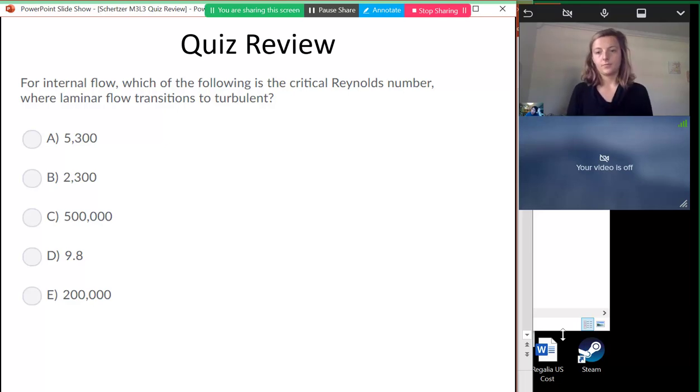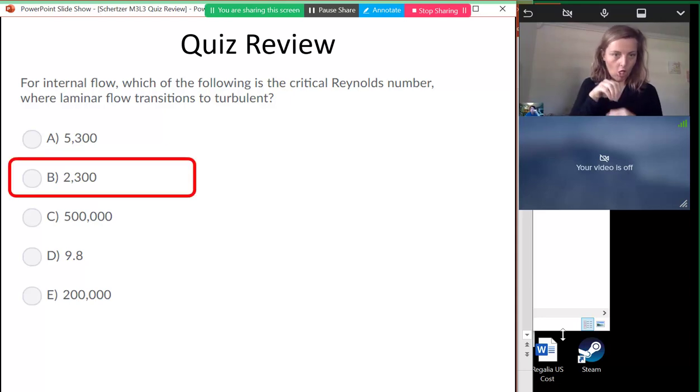For internal flow, which of the following is the critical Reynolds number where laminar flow transitions to turbulent? So the key part here is, I guess, we're talking about internal flow and not external flow. For internal flow, we have a transition at 2,300, whereas for external flow, we have a transition at about 500,000.